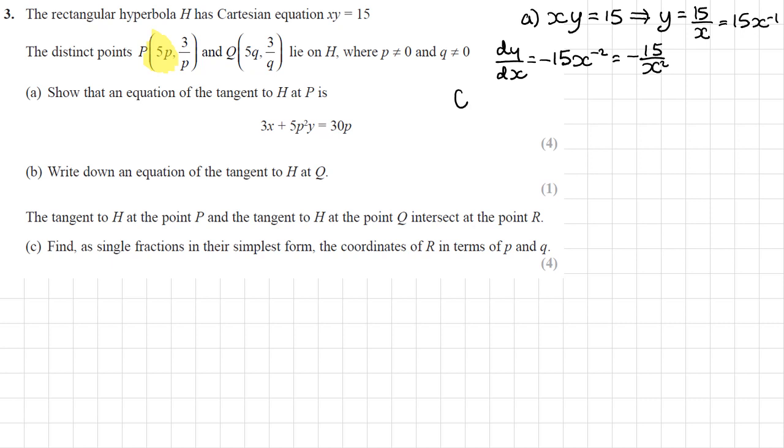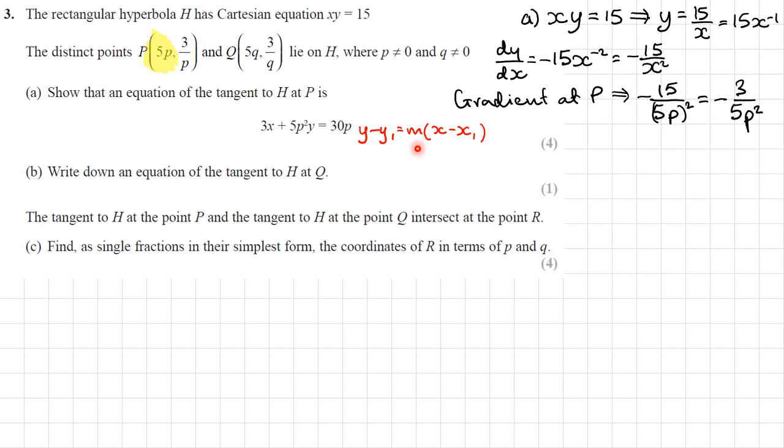So the gradient at P, then I will just substitute in 5p into the negative 15 over x squared, so it becomes negative 15 over (5p) all squared. If I expand the bottom, I'll get 25p squared, which then will simplify. If I divide the top and the bottom by 5, I'll get negative 3 over 5p squared. So there's my gradient. I'll now use y minus y1 equals m(x minus x1).